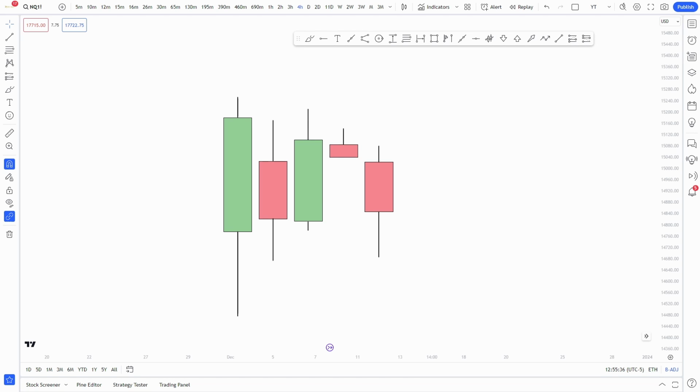Now take a second and pause the video. What would you do in this situation? Would you take a short for continuation down, or would you look long to take out this buy side liquidity?